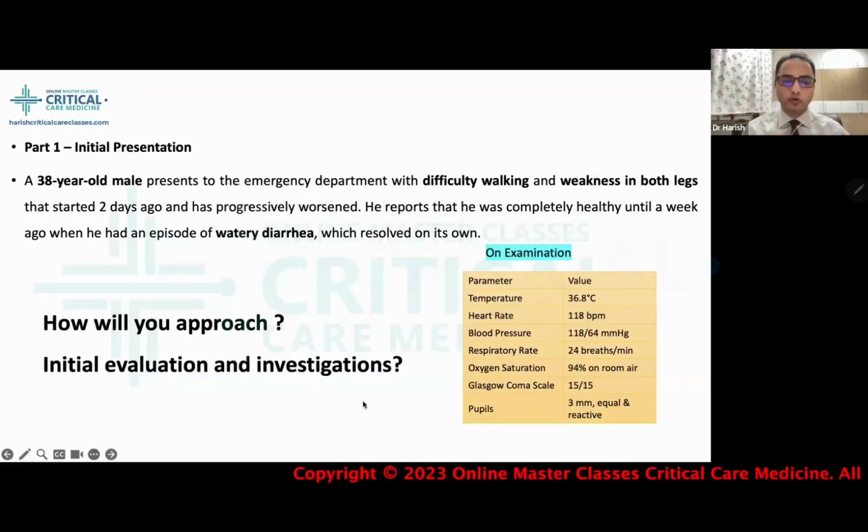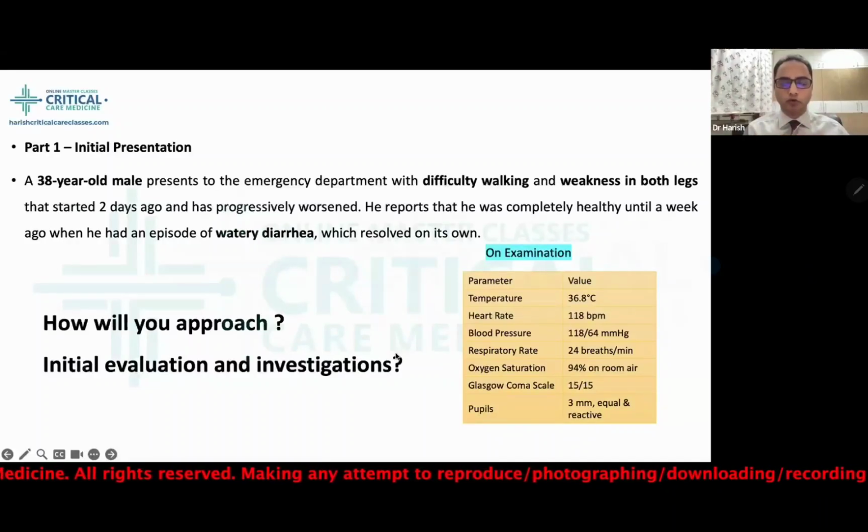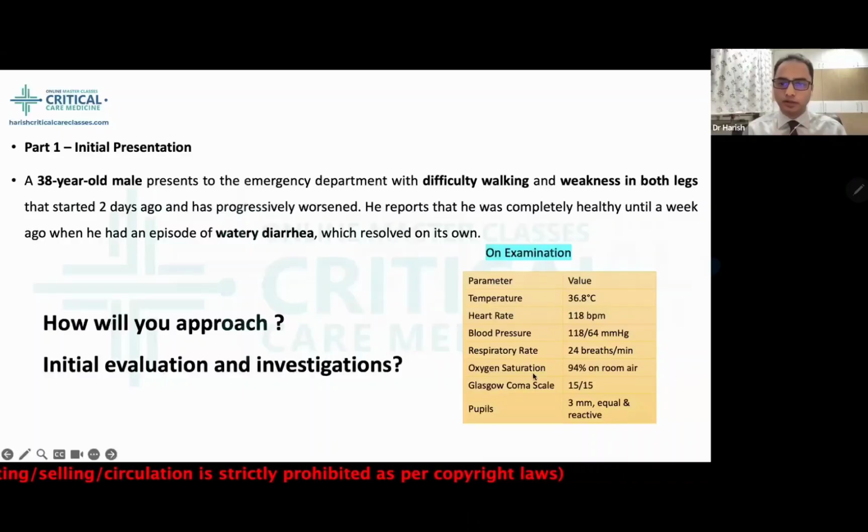How are you going to approach this patient? What is your initial evaluation and investigation? This is how your case is going to start. What way are you going to approach these kinds of patients? You know there is a concern around the neuromuscular or neurological system. What is your general approach when you receive a patient like this with this clinical examination?